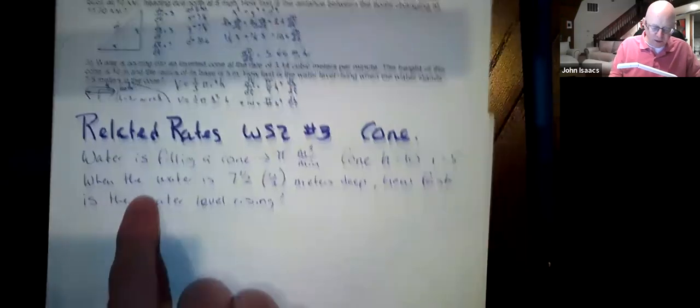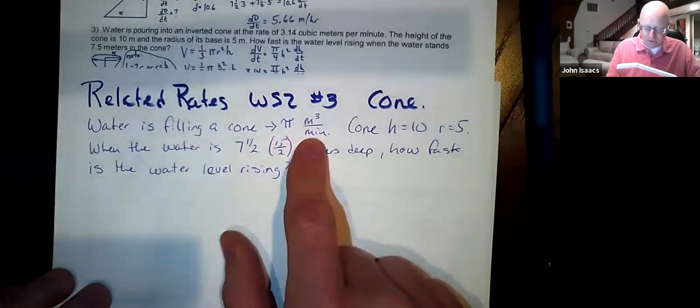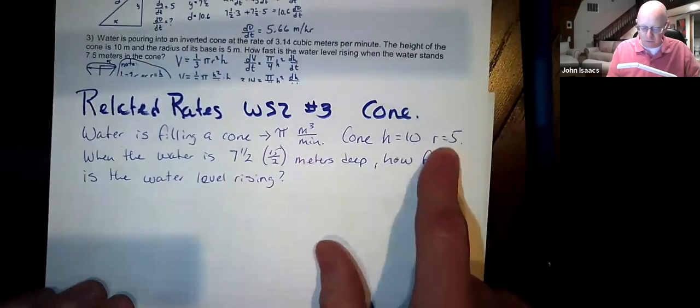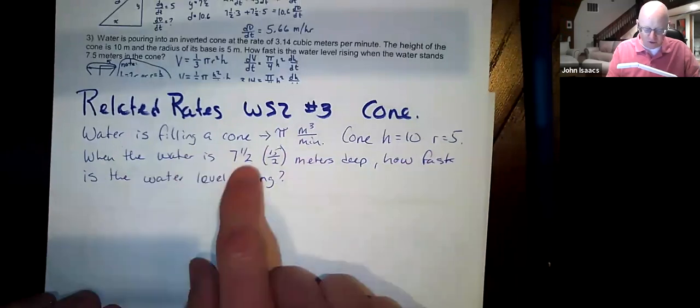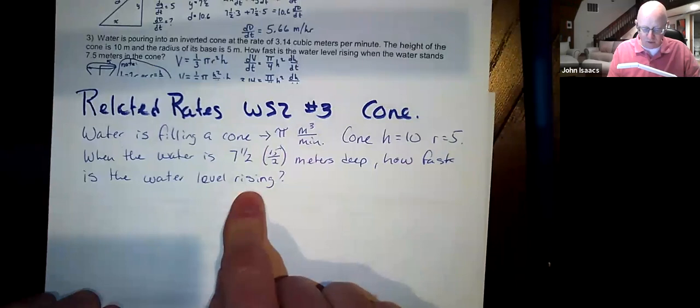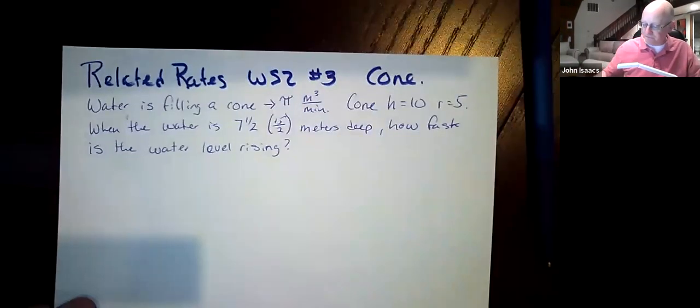So what I've done is I've written down: water is filling a cone at pi meters cubed per minute. The cone has a height of 10 and a radius of 5. When the water is 7.5 meters deep, how fast is the water level rising? So that's the question. So let me get rid of this part.